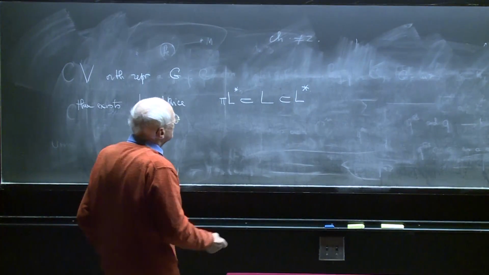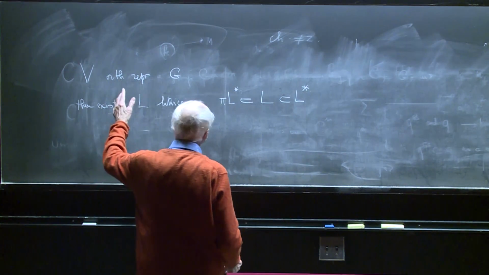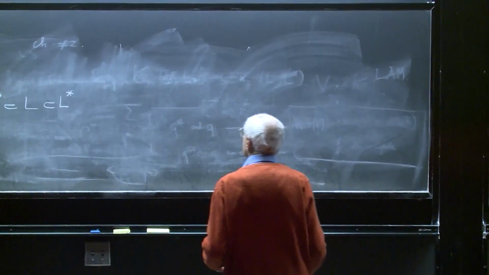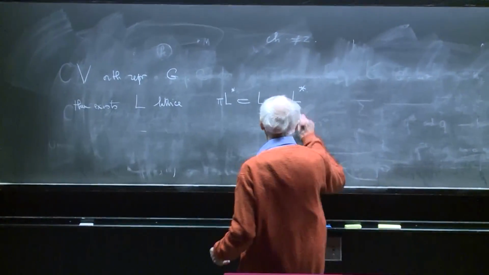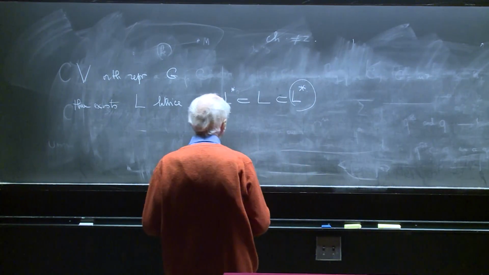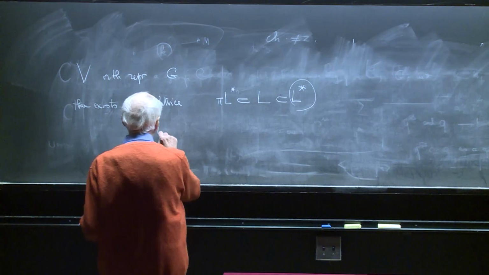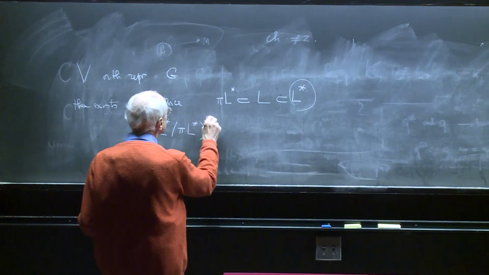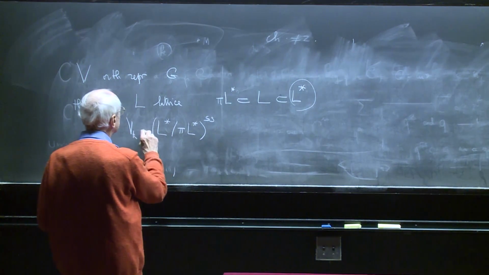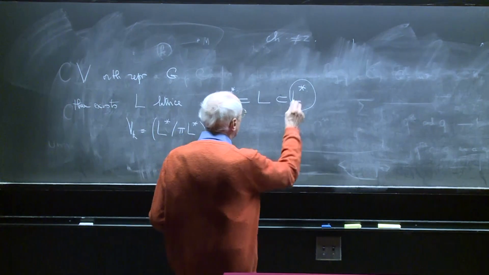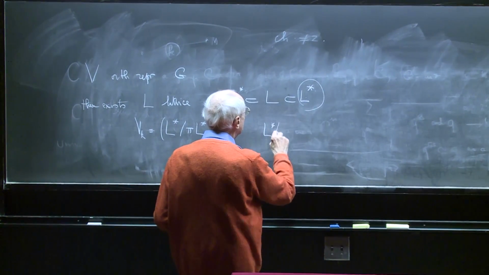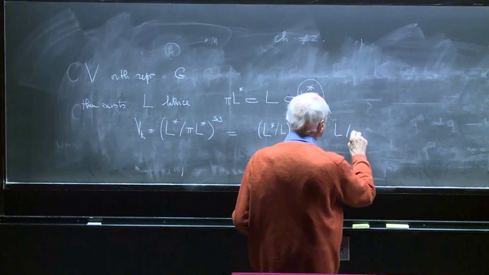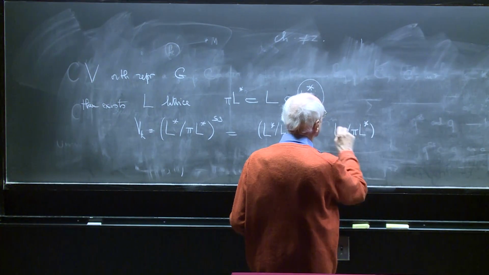And I'm free to choose any lattice I want, because I know already by Nesbitt-Brauer that the result doesn't depend on that. So let us choose, for instance, that lattice. If I take the semi-simplification, L star over pi L star, semi-simplified, that is really what I want. That is my V_K. Then it is a sum of L star over L semi-simplified plus L over pi L star semi-simplified.